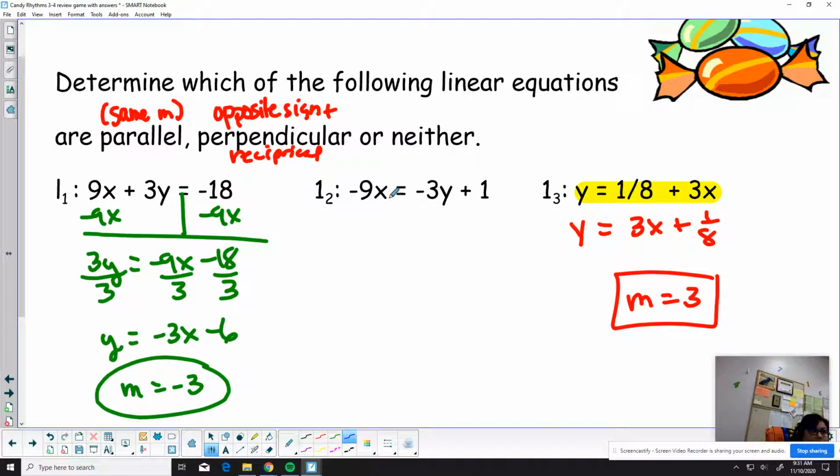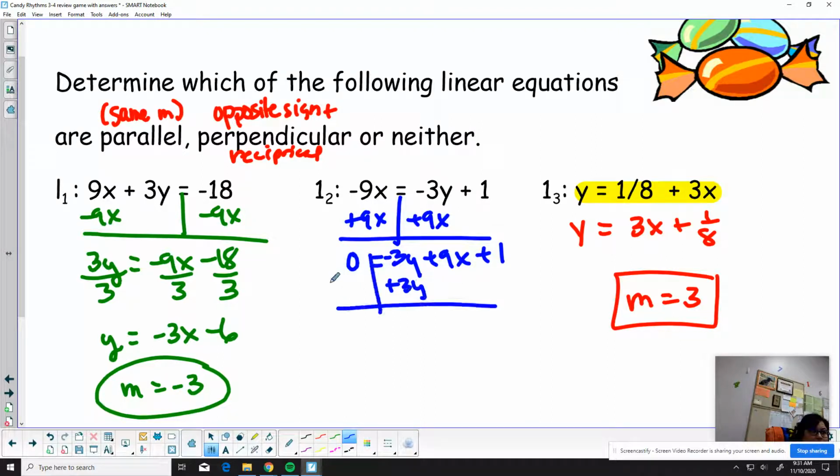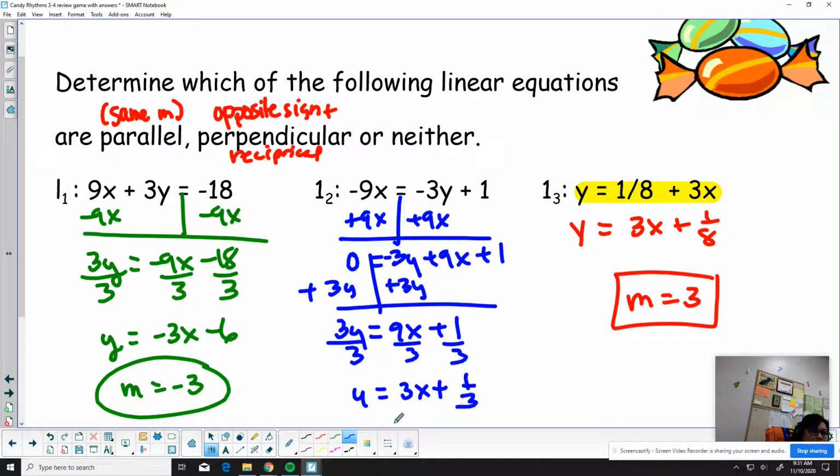And then if we do this one, both of these are on the wrong side, so I'm going to have to add them. So add 9x. And I'm also going to have to add 3y because I need it on the other side. Then I'm dividing by 3. So y is 3x plus 1/3. So the slope here is 3. So these two are parallel, but nothing is perpendicular. The first one is not parallel or perpendicular to the other two. Those are the representations between those two.